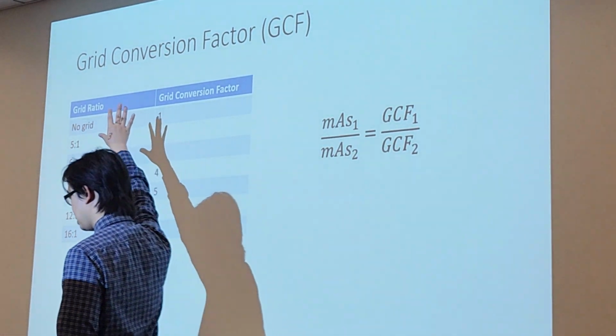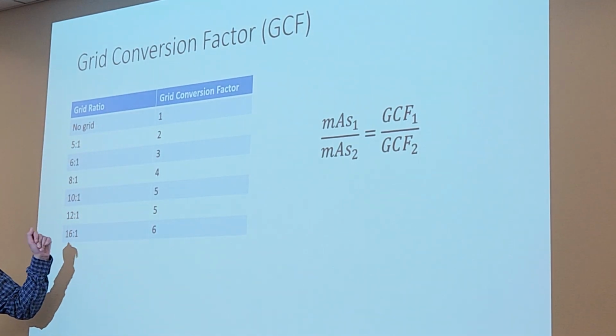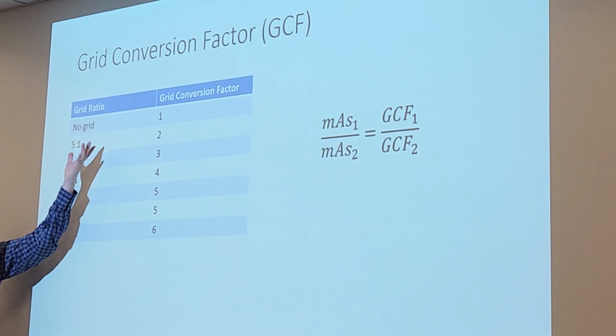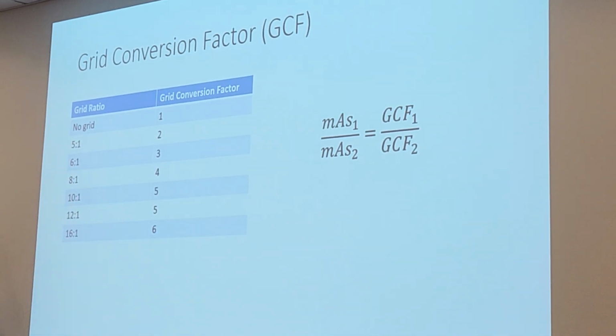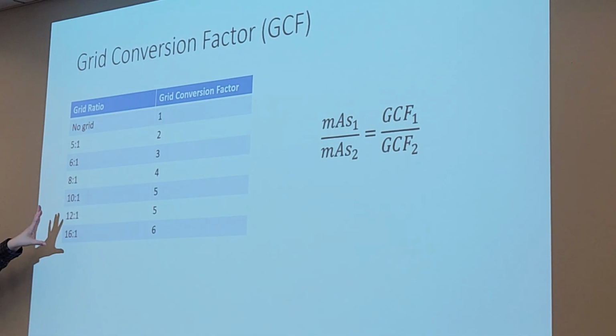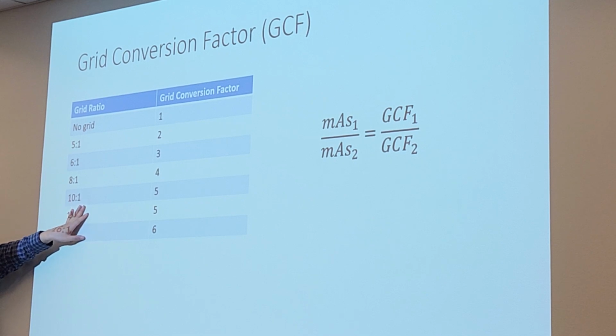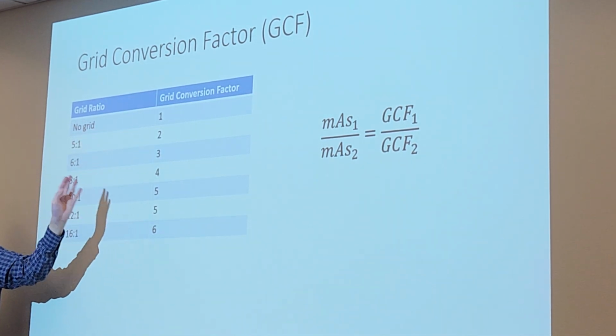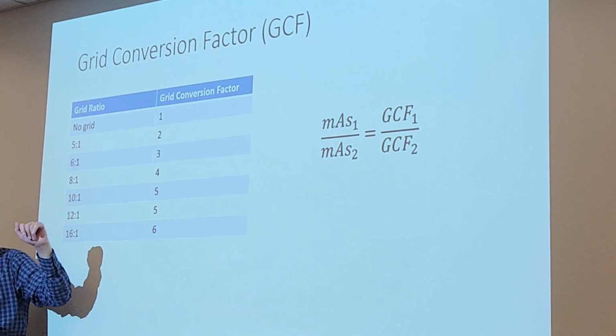So I don't want to go too deep into this yet because we'll go more into this next chapter. Grid ratio basically tells you how efficient the grid is. The higher the grid ratio, the more stuff there is that's getting rid of scatter. But the more stuff that's there getting rid of scatter, the more stuff that's also getting rid of normal X-rays. And so we lose more intensity down here, and we need more mass. So the grid conversion factor tells us how much to change our mass by.